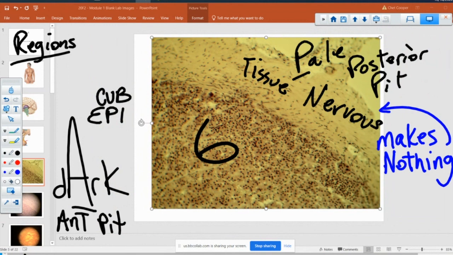Right? It doesn't make anything. We feel that it's very important that you understand the posterior pituitary is the only gland we teach you that doesn't make a single thing. Okay? Nothing. Doesn't make nothing.